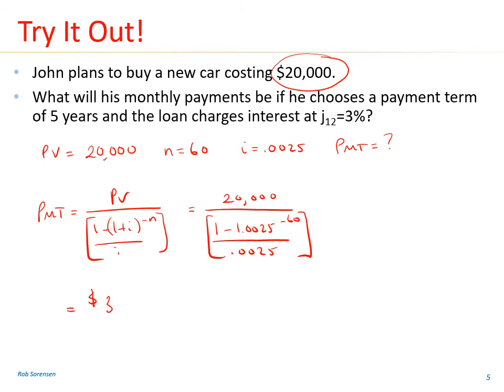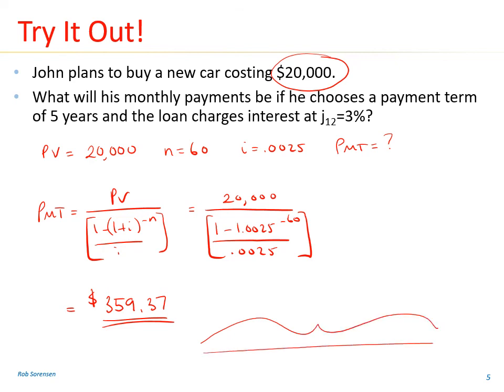You should end up, though, as long as you've done it correctly, with $359.37. Pretty typical car loan, really, somewhere in that range, that John would have to pay every month. And if he does that for the next 5 years, he'll have paid off the car in full, and it'll be all his. So really, if we take those payments over time, $359 every month for 5 years, or 60 months, that's going to be equivalent to $20,000 down here at the beginning.